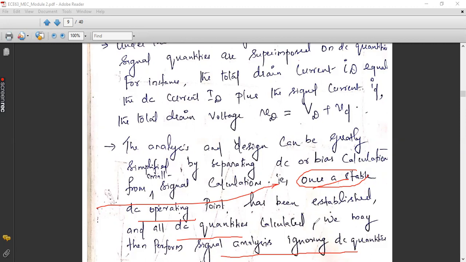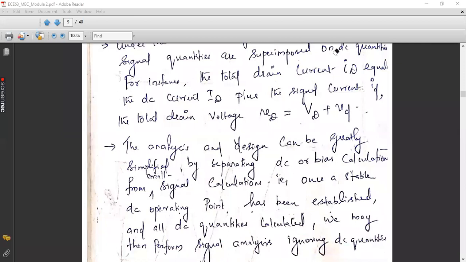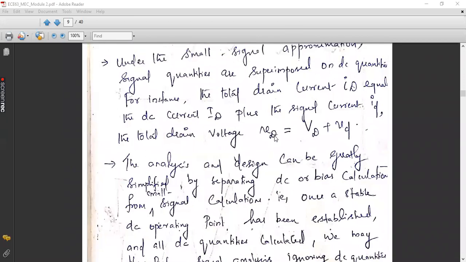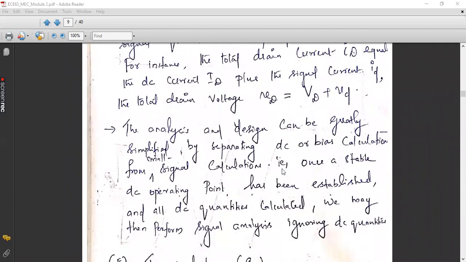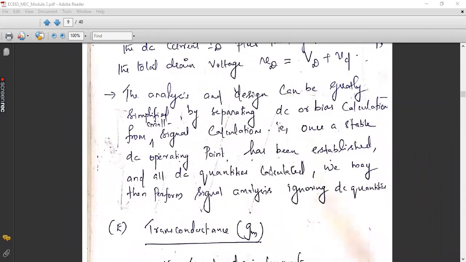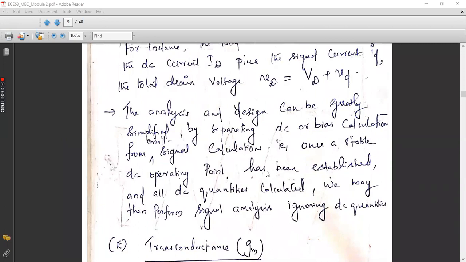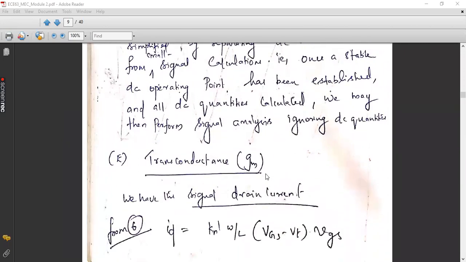So this is how we are separating the DC and AC analysis, and this is applicable for the further analysis of the common source, common gate and common drain amplifier versions. So now you learned why you require to separate the DC and AC analysis. The important objective is to minimize the complexity of bias calculations and make it simpler.